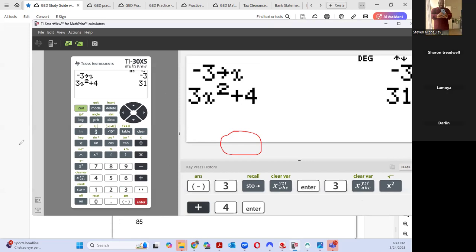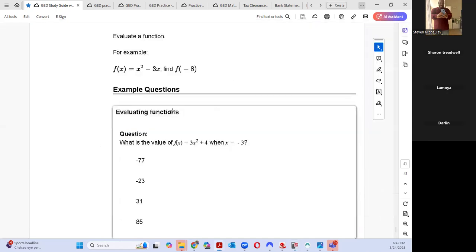That's our answer. You can expect 2 or 3 of these in the exam: evaluating the algebraic expression, evaluating the function, and then evaluating the function with 2 variables. You have to store a and b, or store x and y. Use your calculator, then you don't have to worry about it.